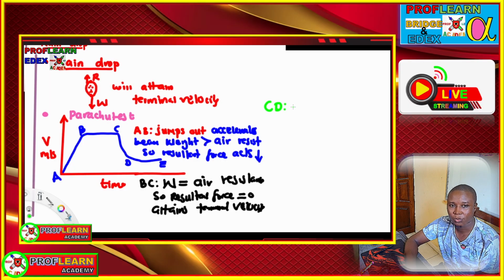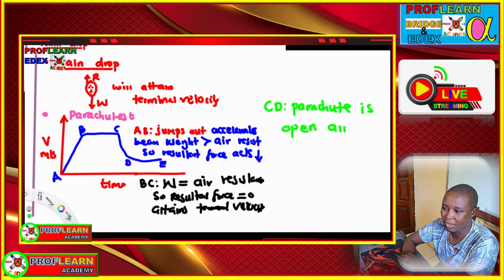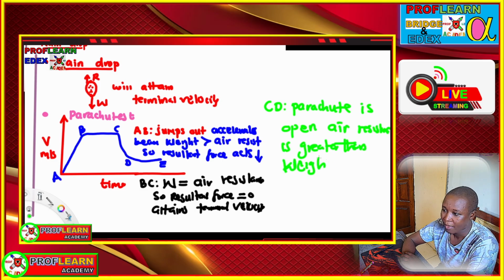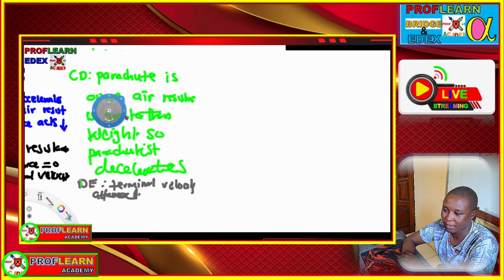At point C, that's where the parachute is opened, and when the parachute is opened, there's a sudden increase of upward force, which is air resistance. In that case, from C to D, the parachute is open and the air resistance is greater than the weight, so the parachutist is going to decelerate in that region. At D to E, the forces are again balanced, and we're going to say there is terminal velocity at that point.